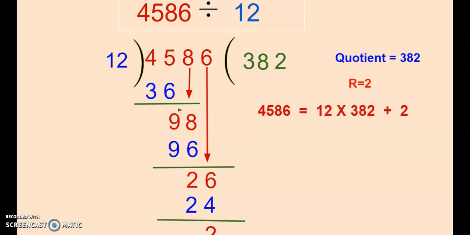So you know how to write the dividend. 4586 is equal to 382 times 12 plus 2. That is, dividend is equal to divisor into quotient plus remainder. This is already what we know about division of numbers.